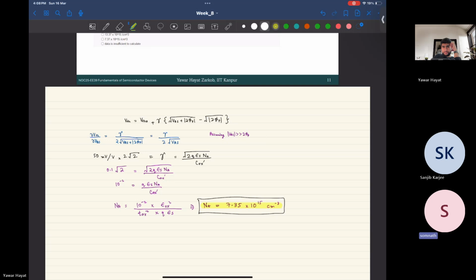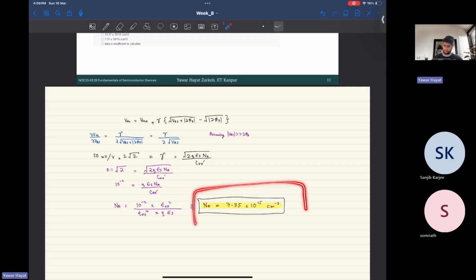Sir, can you explain after the differentiation, please? You put the 50 millivolt per volt into 2 root 2. I used gamma as a value. Gamma has a dependency on any. So the only unknown is any. The rest of the things were all known. That's why I was able to find any. Is this fine now?